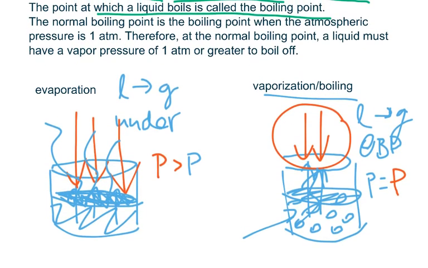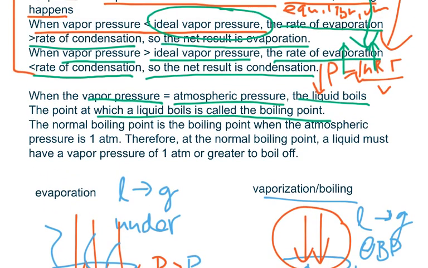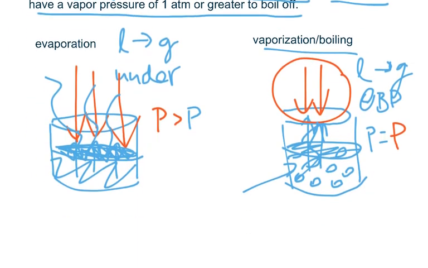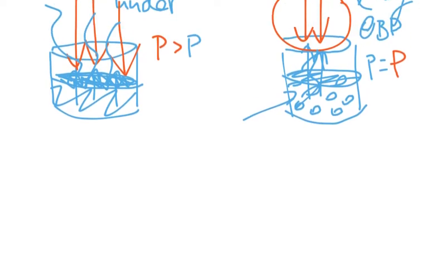So now that we talked about that, let's talk about what the normal boiling point is. The normal boiling point is the boiling point when the atmospheric pressure is 1 atm. Therefore, at the normal boiling point, a liquid must have a vapor pressure of 1 atm or greater to boil off. So now let's talk about some special cases.